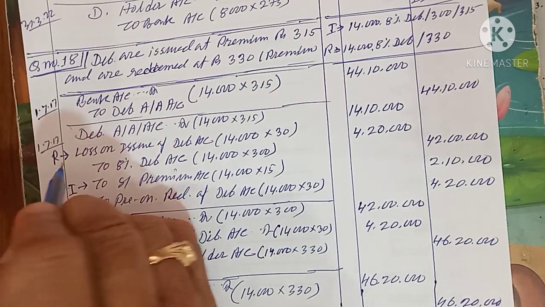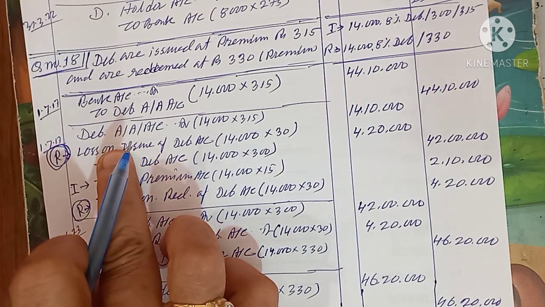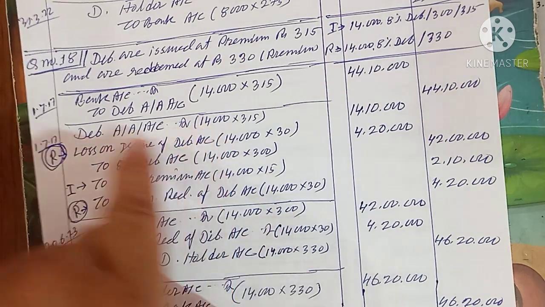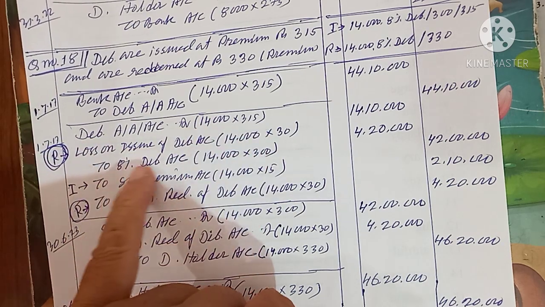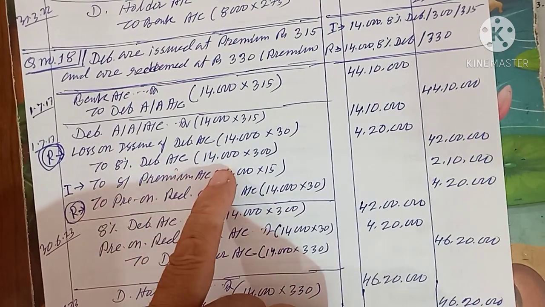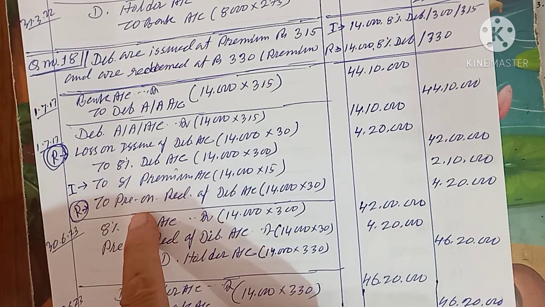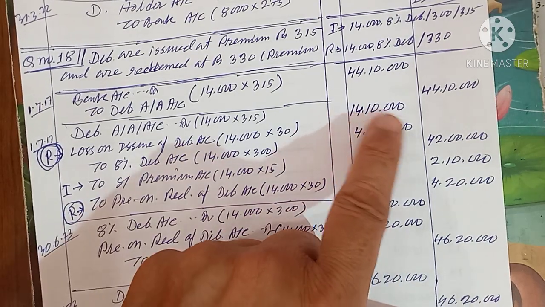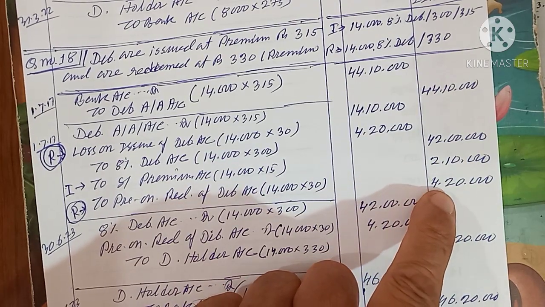This redemption loss is coming on the debit side. So debenture application and allotment account debit, 14,000 into 315. Loss on issue of debenture account debit, that is 14,000 into 30. 8% debenture account debit, that is 14,000 into 300. To securities premium, that is 14,000 into 50. To premium on redemption of debenture, that is 14,000 into 30. That comes to 14,10,000, 4,20,000, that is 14 lakh, 2 lakh 10, and 4 lakh 20,000.